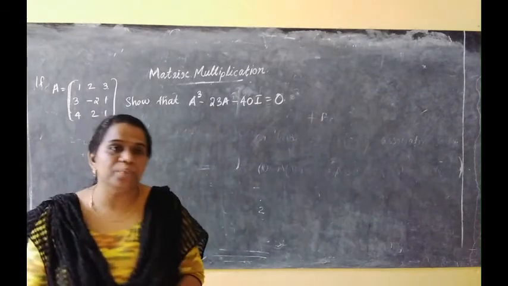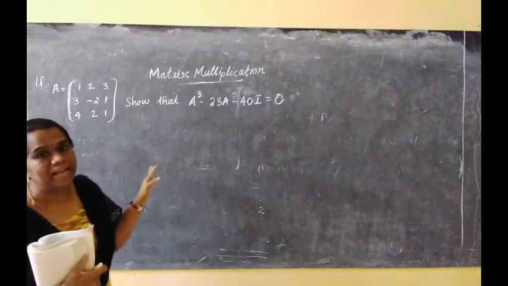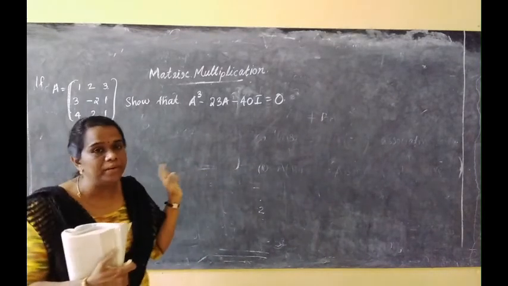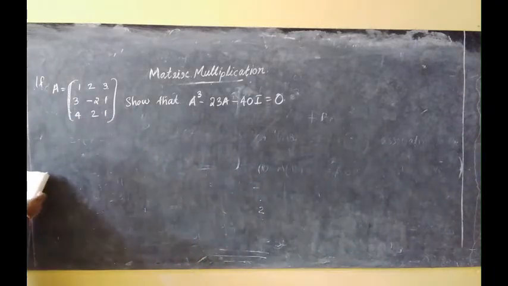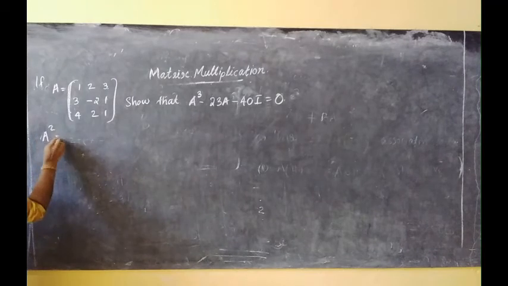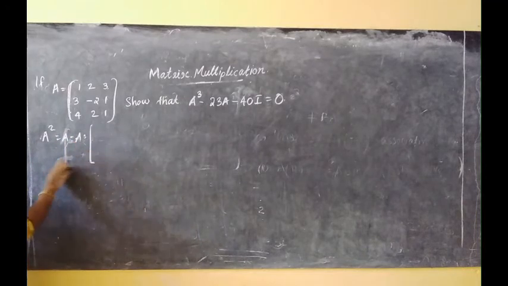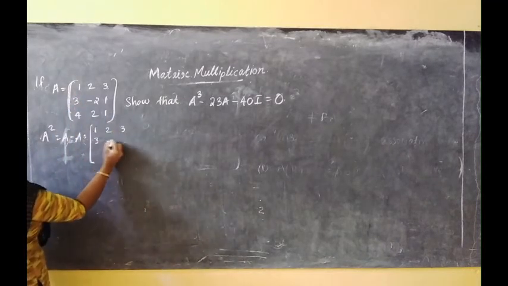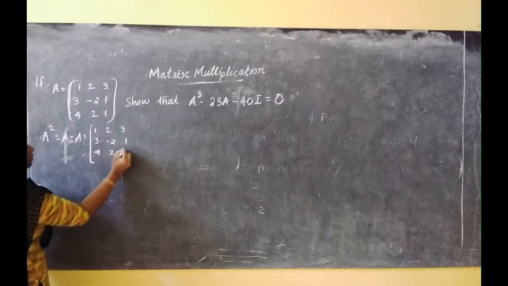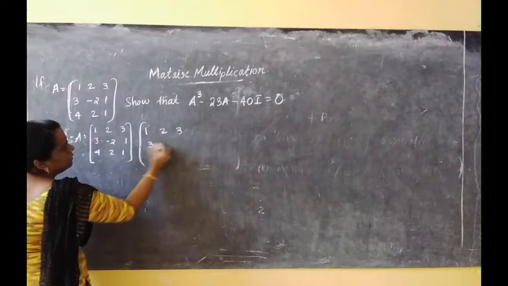How to find A cube? It is not the cube of each element of this matrix. You may think that it is, but it is not like that. For that, first of all, we find A square. A square means A into A. A into A is known as A square. That means 1 2 3, 3 minus 2 1, 4 2 1, into A, which we write again with this.